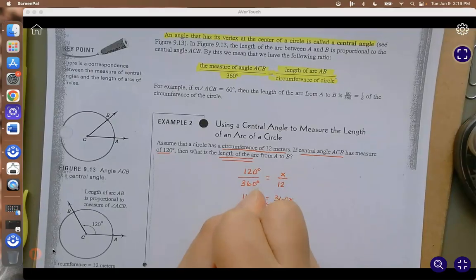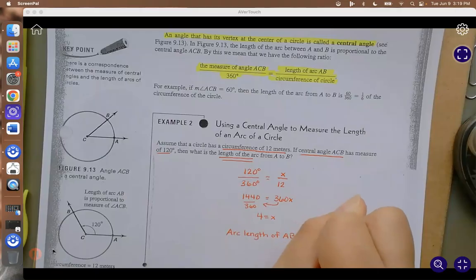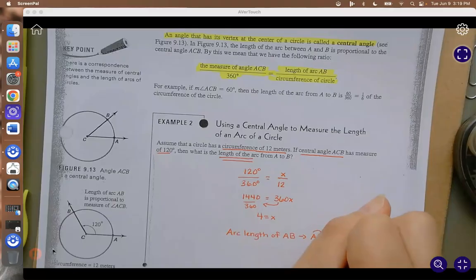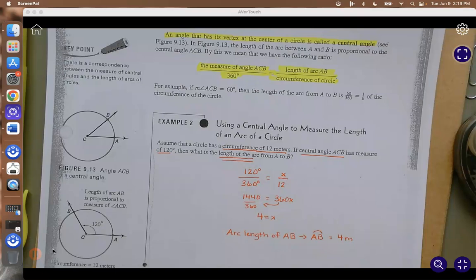So the arc length of AB, you can write that as AB equals 4, and it's in meters. Make sure you put your units of measure if they tell you the units of measure.